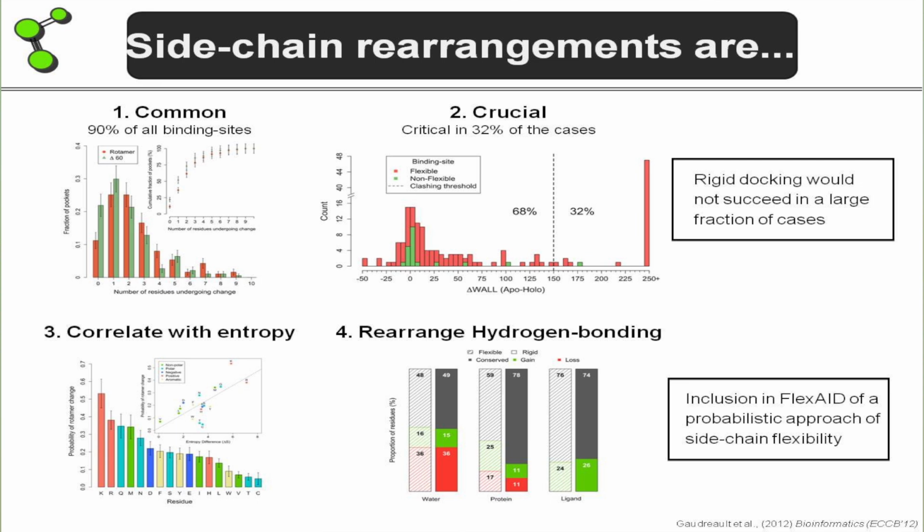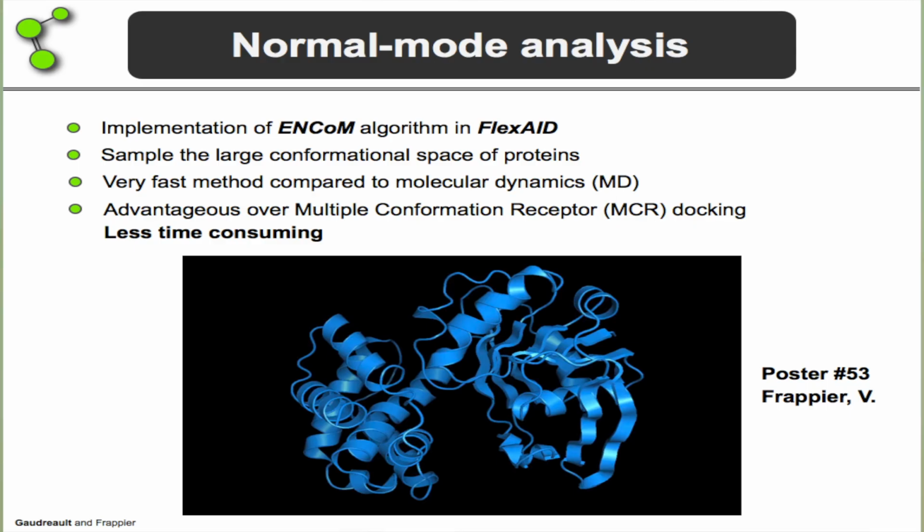And with all the statistics that we derived from this study, we included a probabilistic approach of side chain flexibility in FlexA. And for cases where larger rearrangements of the protein are required for ligand binding, we implemented our NCOM algorithm developed by Vincent in the lab. And with NCOM, we can sample the large conformational space of proteins. And generating these movements is a matter of seconds rather than having to cluster protein conformations from a molecular dynamics simulation.